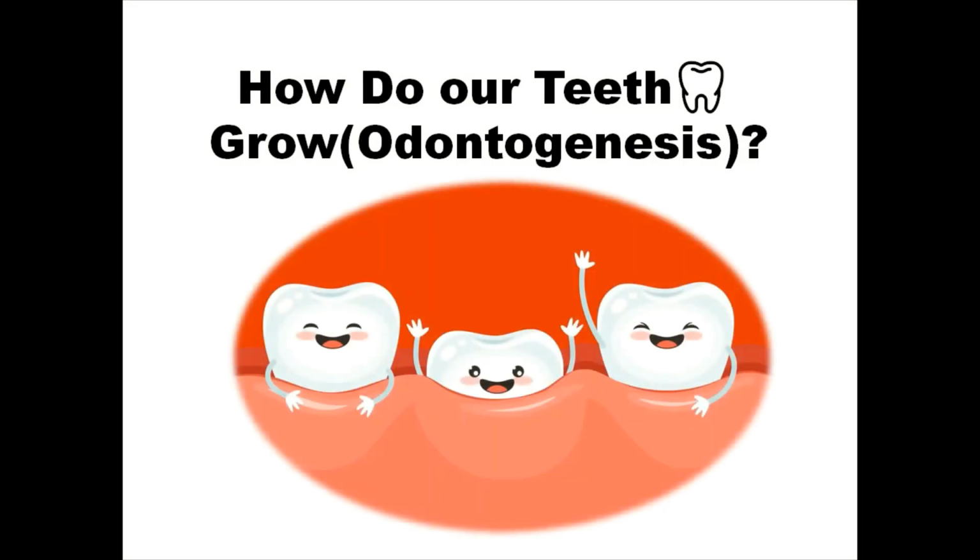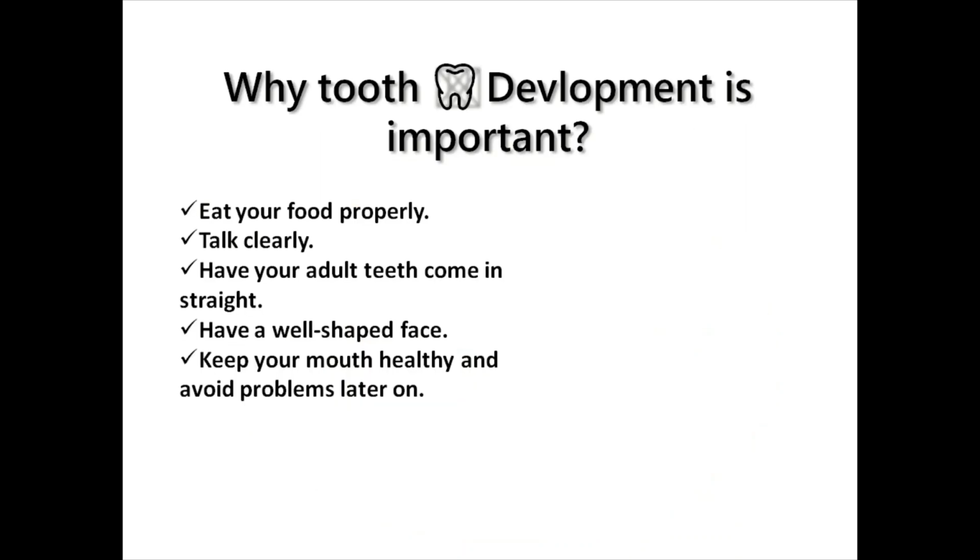Today's topic is, how do our teeth grow? Odontogenesis? Why tooth development is important. Eat your food properly. Talk clearly. Have your adult teeth come in straight. Have a well-shaped face. Keep your mouth healthy and avoid problems later on.